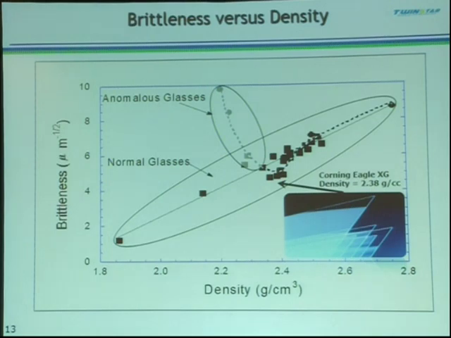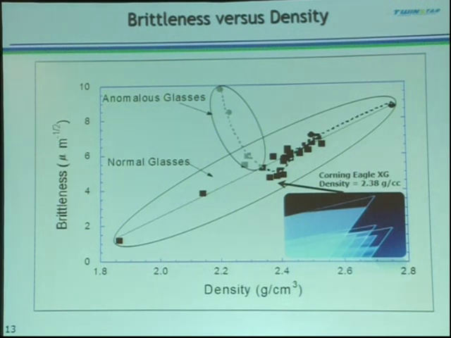And then we also found that for commercial glasses, if you plot density versus brittleness, there was a minimum in brittleness at the density of 2.38 gram per cc. And these two data points are basically laboratory glasses and unstable. Therefore, in all commercial glasses, the brittleness was lowest at 2.38 gram per cc.